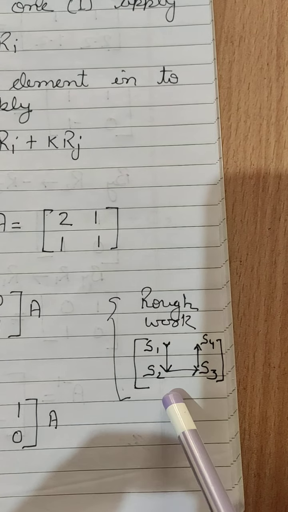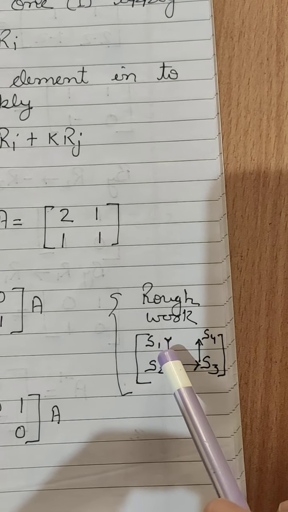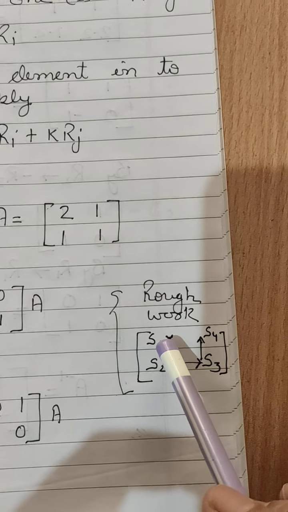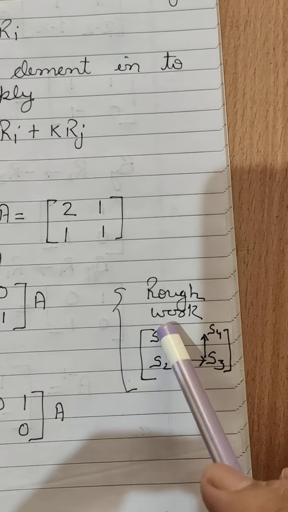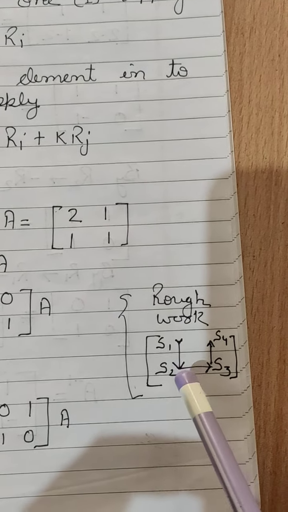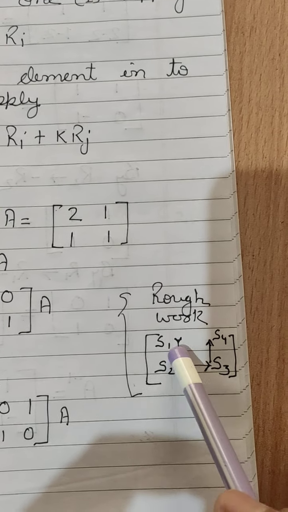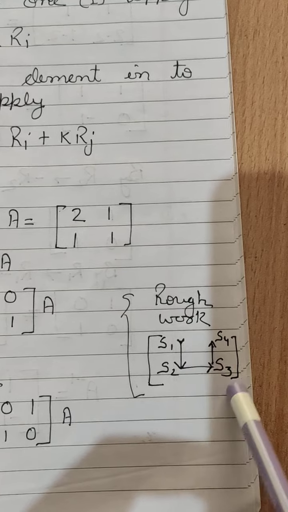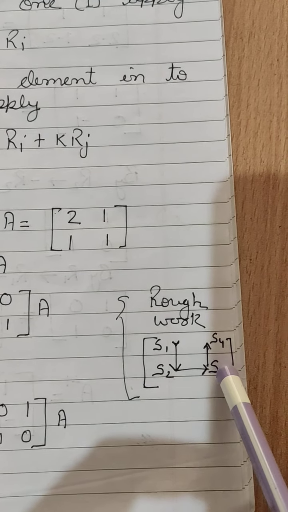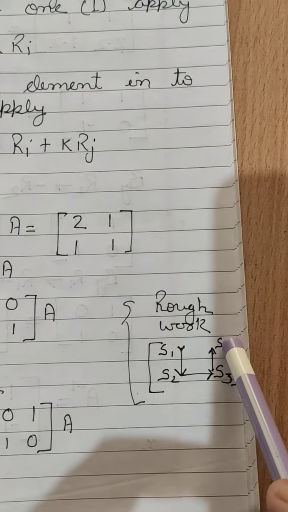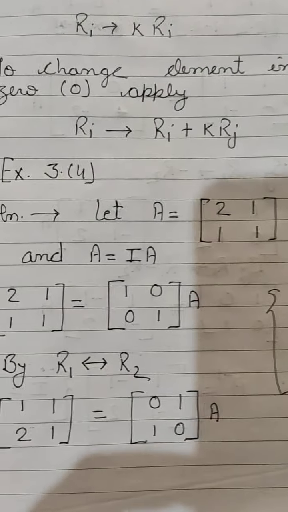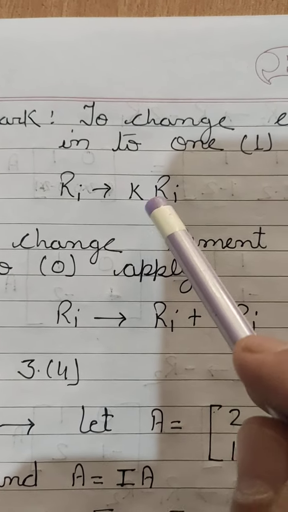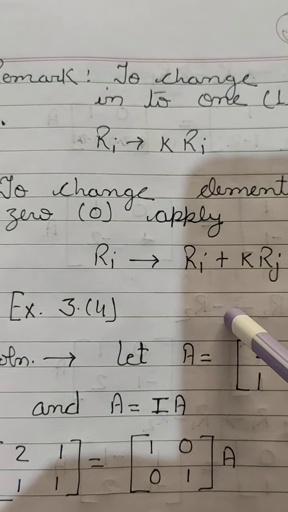One ray diagram I have explained in lecture 7. In rough work I have drawn that ray diagram. We begin from this element. This is the starting step S1: A11 we will change into 1. Then we approach A21, which we will change into 0. Then we change A22 into 1, and then lastly A12 into 1. How will we change it? Already above I have explained two operations. With the help of these we will do it.